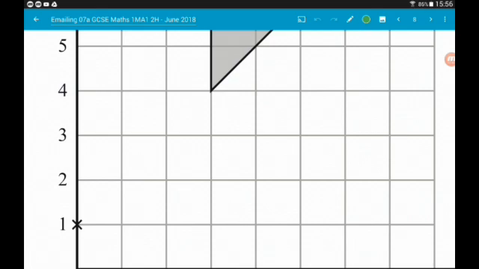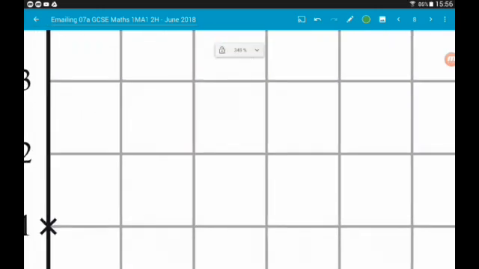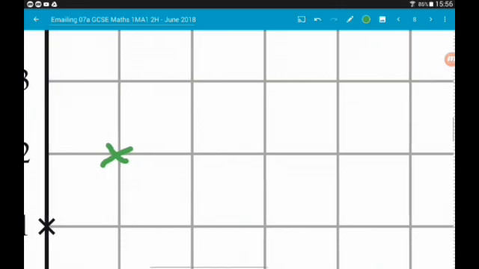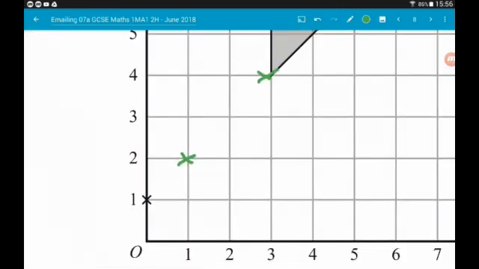So, if we start with that point there, now this point is 3 places right and then 3 places up from the centre of enlargement. So we want to go a third of that distance to get this point on our enlarged shape. So 1/3 of 3 is 1. So we're going to go 1 place to the right and then 1 place up. So that point is going to be enlarged to that green cross.